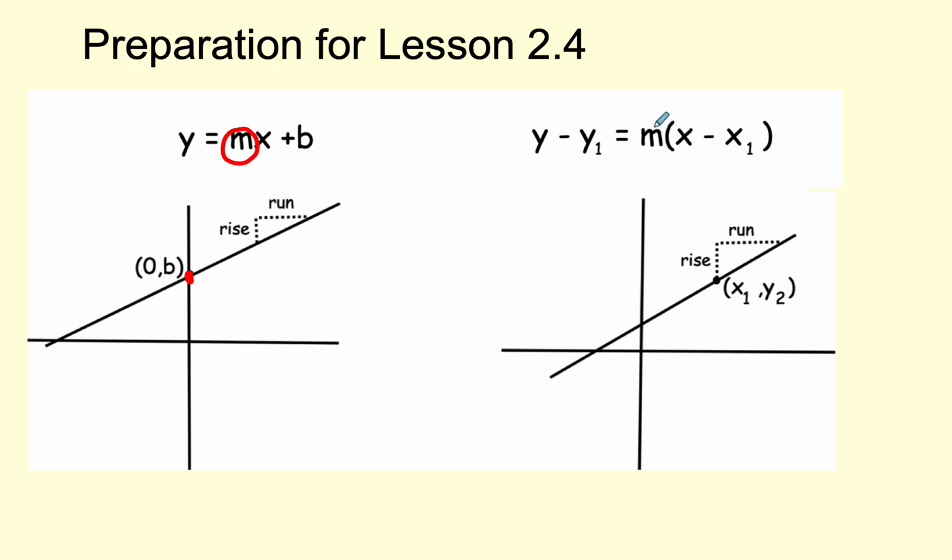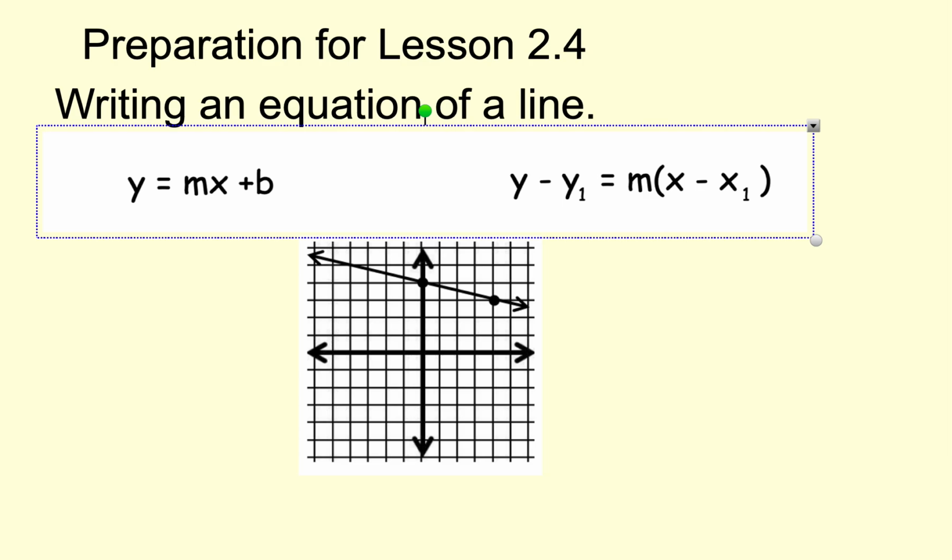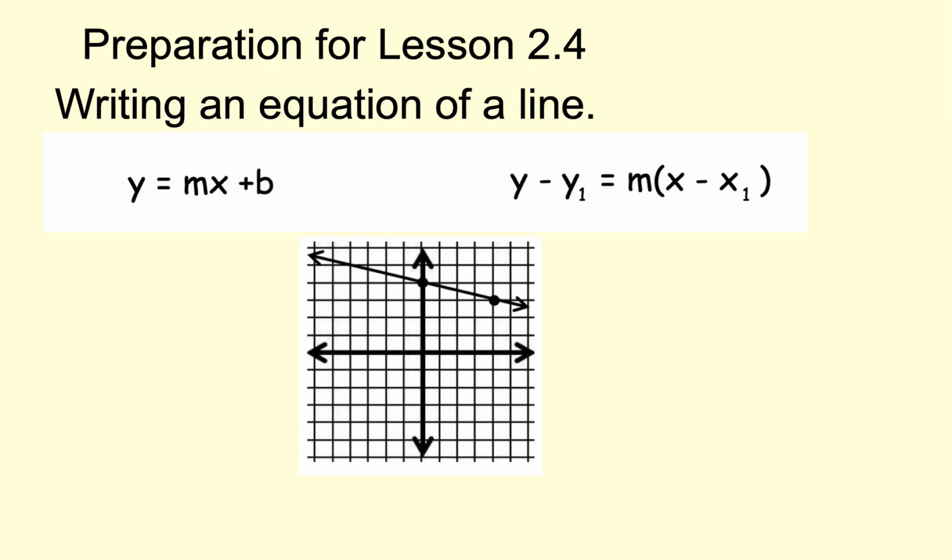There's also what we call point-slope form. As long as you have a point, and it doesn't have to intersect the y-axis, and you have a slope, you will be able to write the equation of a line. Let's take a look at this example right here. I am going to write the equation of the line in 2 ways.